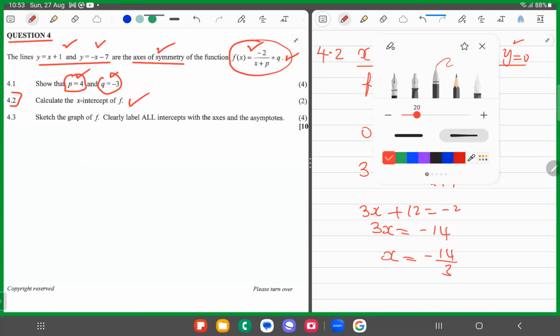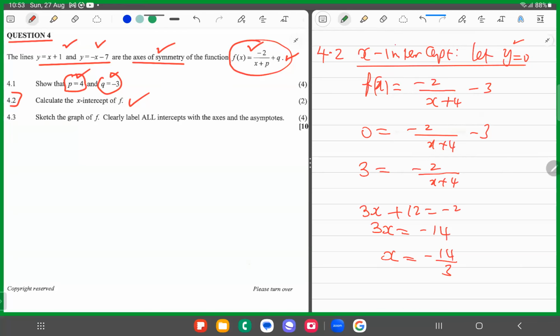Now, at this point, we have the following: x is exactly minus 14 over 3 and y is 0.